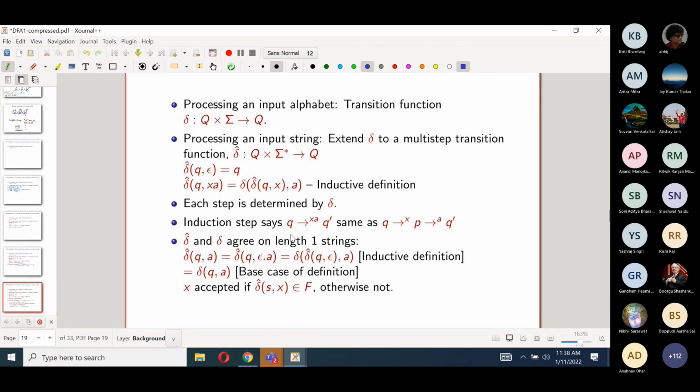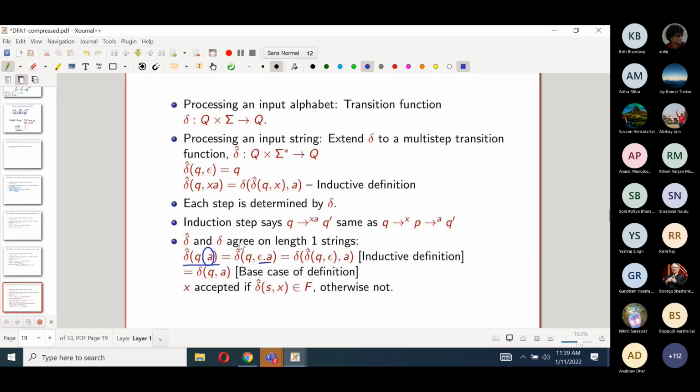Now notice that if I give you a length 1 string, then delta hat and delta will agree. How do I prove that? Delta hat QA: this A is a singleton symbol, because we are only considering length 1 strings. I can also write A as a string in the following form, epsilon concatenated with A.